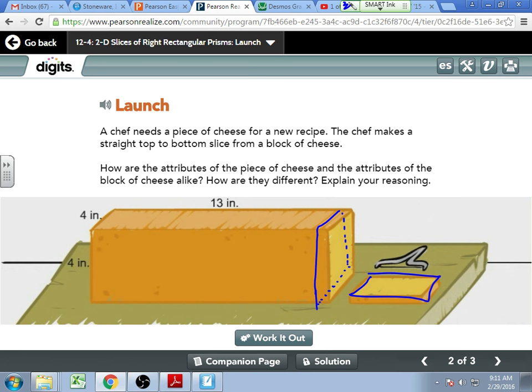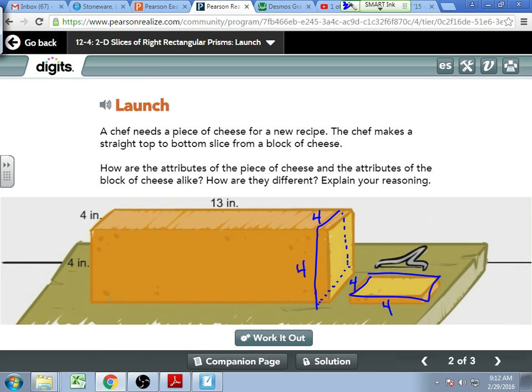All right, what's the length and width? 4 inches and 4 inches. Yeah, 4 by 4, right? Because if this was 4 and that was 4 and that's where I cut, I now have 4 there and 4 there. So I see that if I cut vertically through it, I get a 4 by 4.